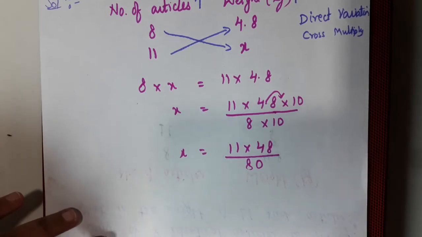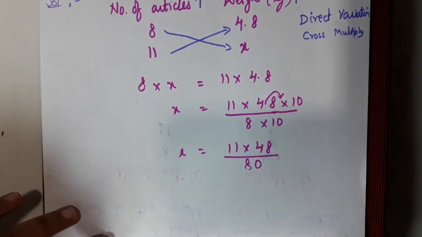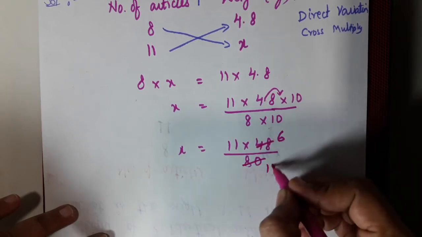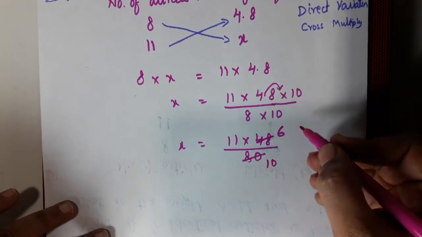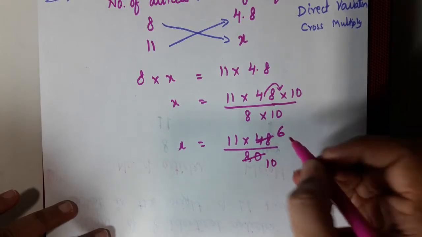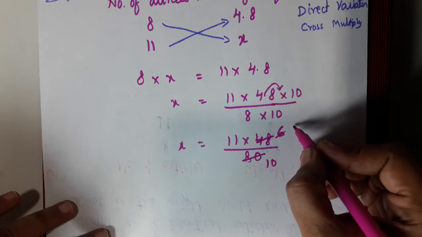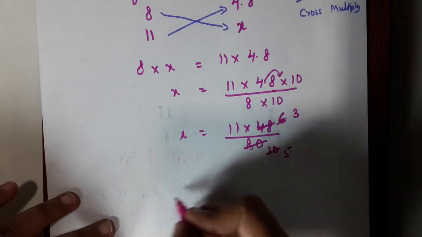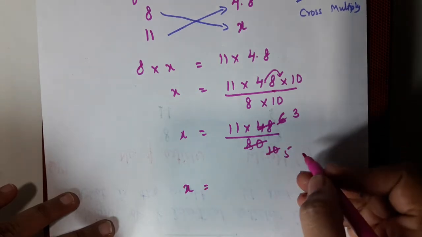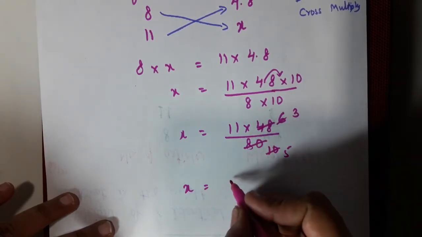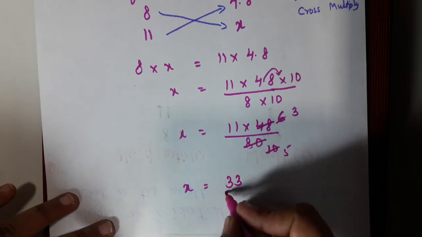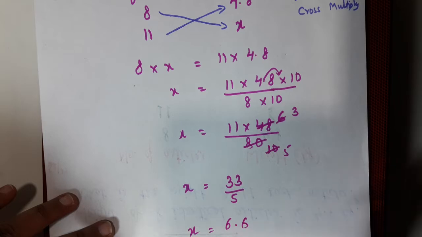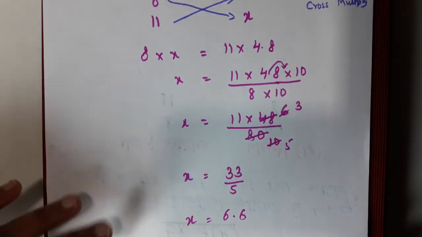You can reduce it anyhow. I go by the table of 8: 8 sixes are 48, 8 tens are 80. Again, 6 and 10 are multiples of 2. So 2 threes are 6, 2 fives are 10. Now you can't reduce it further, so just multiply it. 11 into 3 is 33 upon 5, which is nothing but 6.6. Is it clear, children?